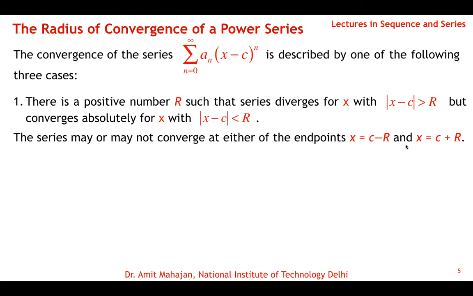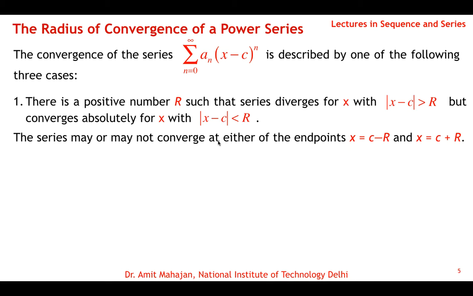So if we calculate the convergence of this power series, and it gives the interval in which it is converging, and outside that interval it is diverging, then on the endpoints of this interval we need to check separately whether the series is converging or not. It is possible that the series may not converge at either endpoint, or it may converge at both endpoints, or it may converge at the lower endpoint and not the upper, or it may not converge at the lower and converge at the upper. So anything is possible at the endpoints.